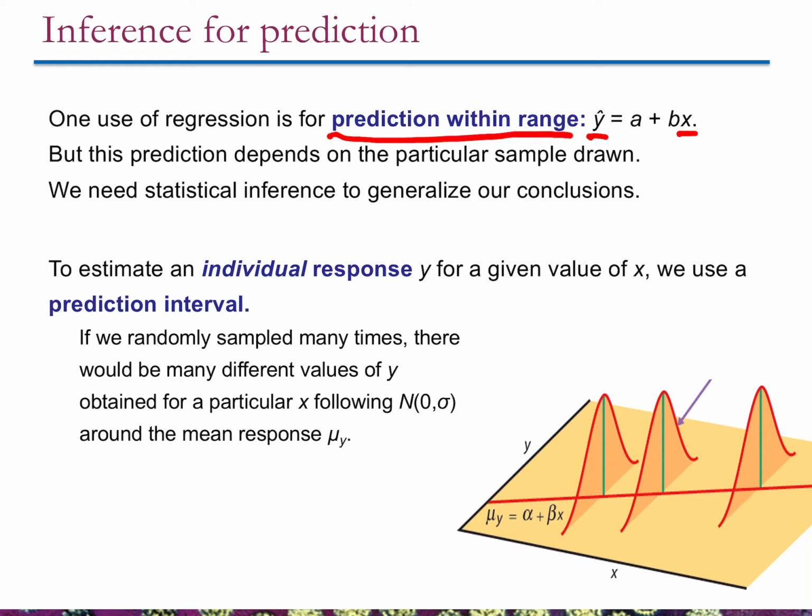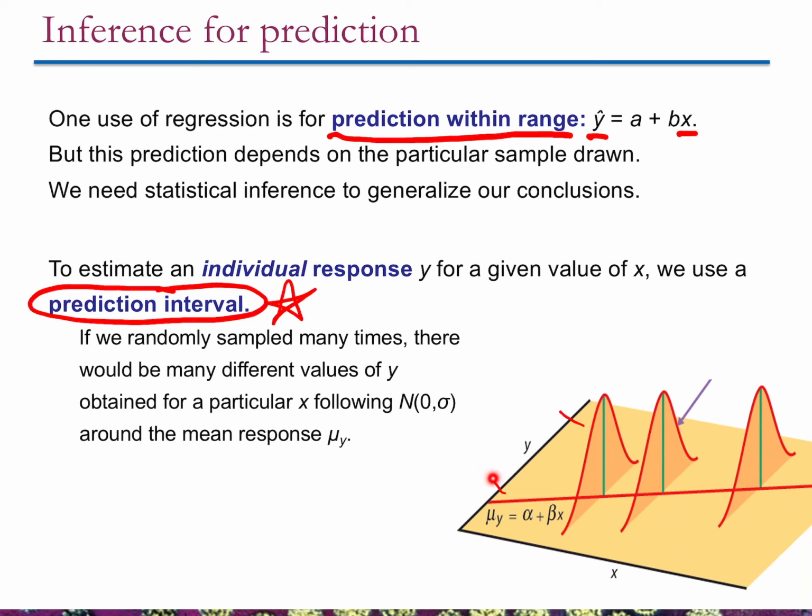So, to estimate an individual response for a given value of x, we're going to use what's called a prediction interval. A prediction interval tells us how likely an individual measurement is to fall within some range along the y-axis. Prediction intervals are about individual values. Remember that. It's important. So if we randomly sampled many times, there would be many different values of y along the y-axis for one value of x, all right?